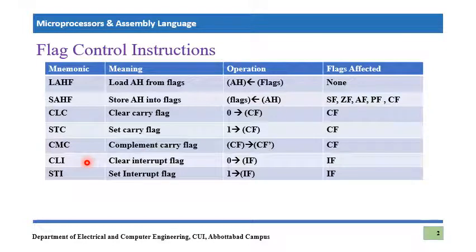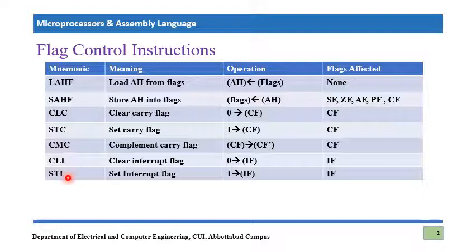What is our next command? It is CLI, and it is interconnected with the next command, STI. These two commands are about the interrupt flag. As we saw with CLC and STC, which were clearing and setting the carry flag, here CLI and STI are basically clearing and setting the interrupt flag.